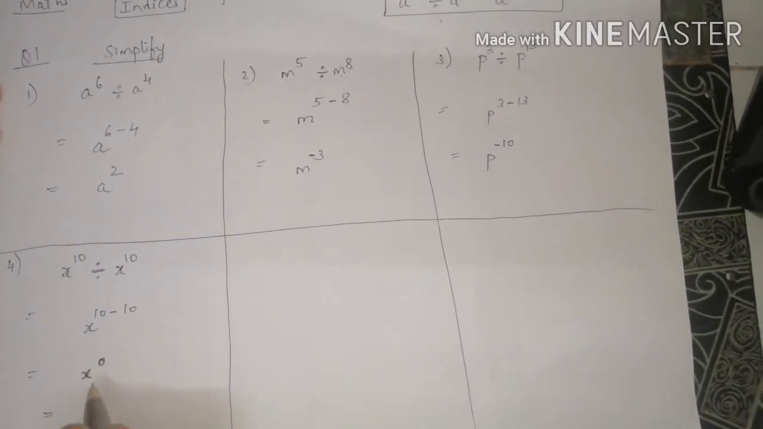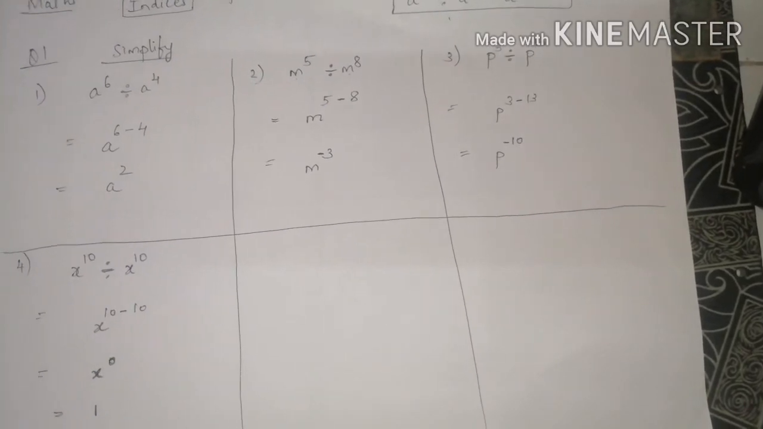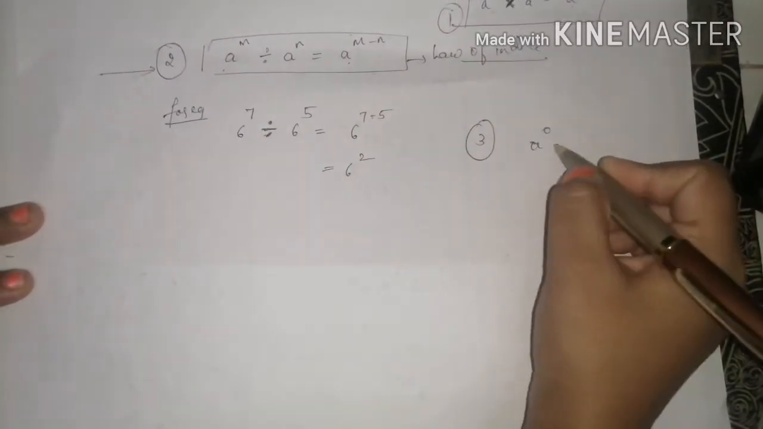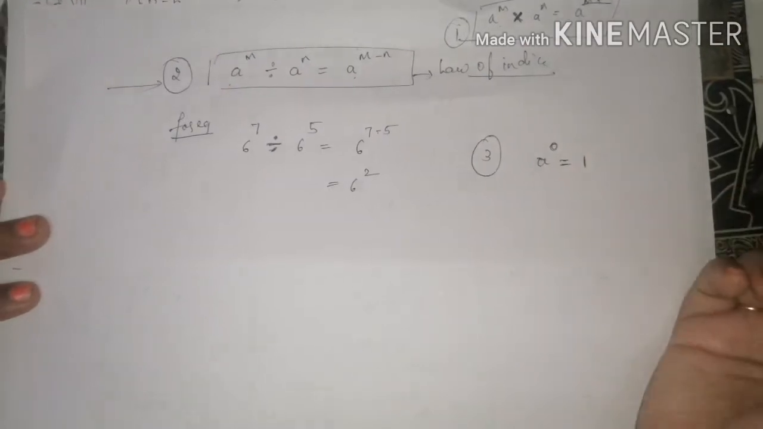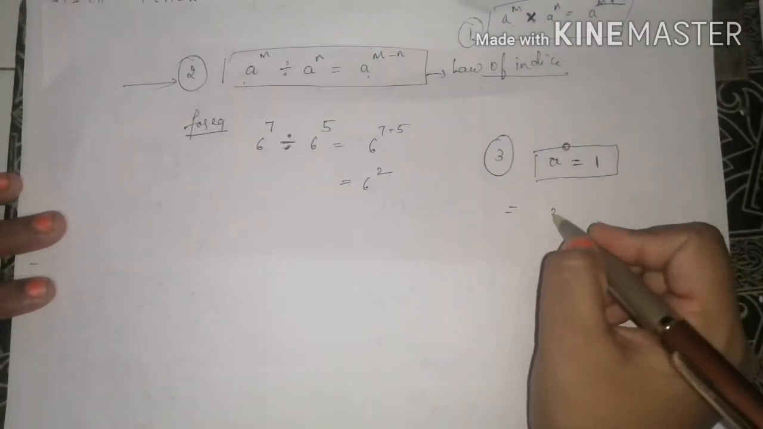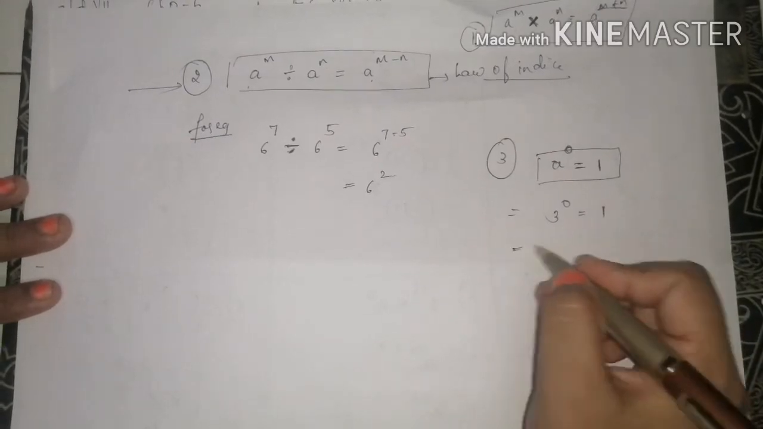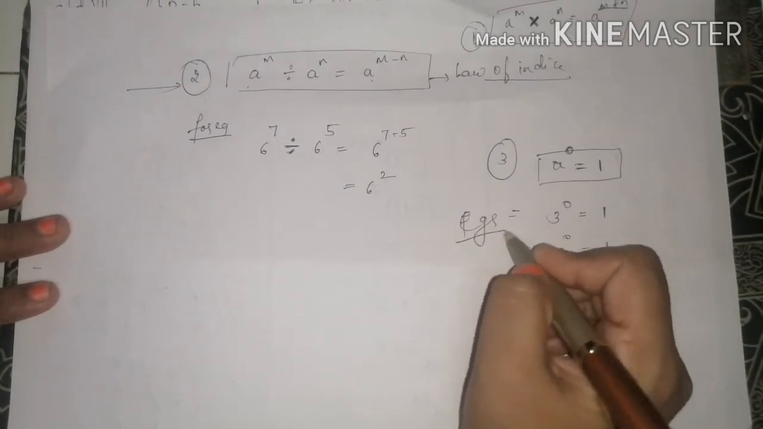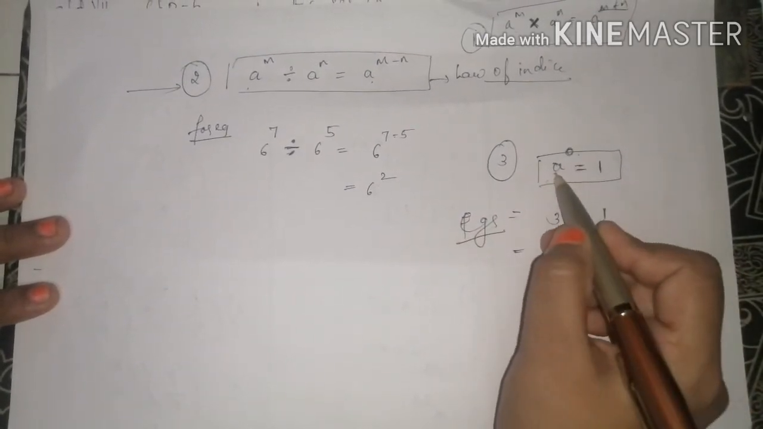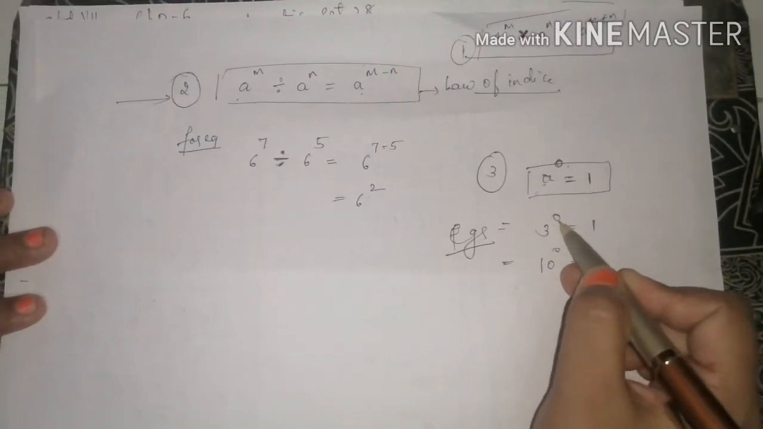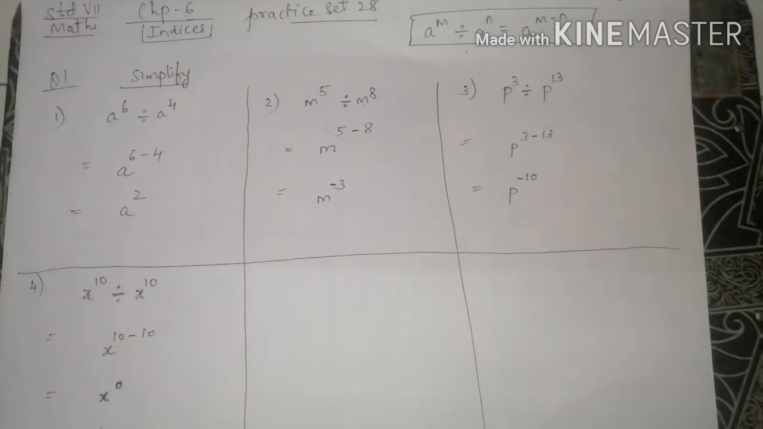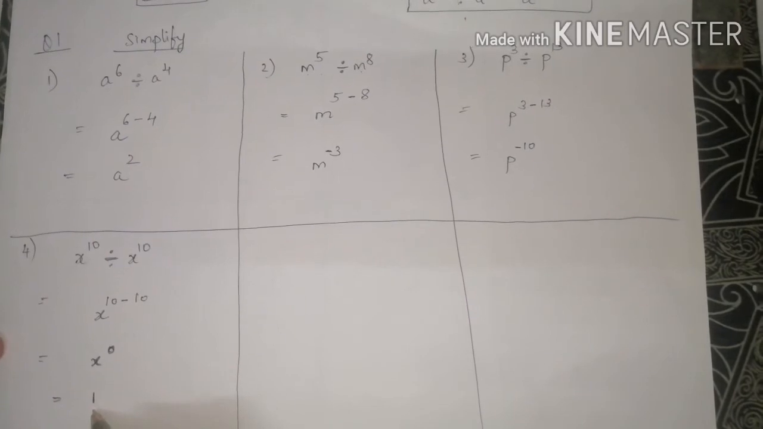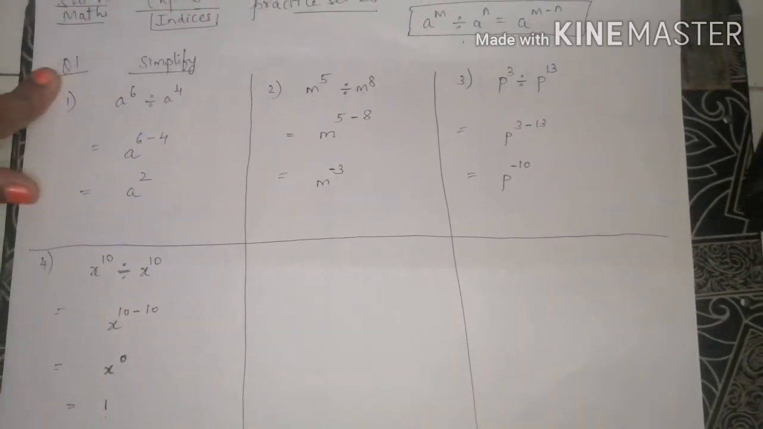0. And anything raised to 0, the answer is 1. Because there is one more law of indices. Third law, that is a raised to 0. If any number is raised to 0, the answer is 1. This is also one of the laws. If 3 raised to 0, then the answer will be 1. Suppose 10 raised to 0, the answer is 1. These are the examples. So this is our third law. a raised to 0 means in place of a there will be any number. Any number raised to 0, the answer will be 1. So here also x raised to 0, any number or any alphabet, the answer we will take as 1. So we have seen our question number 1.